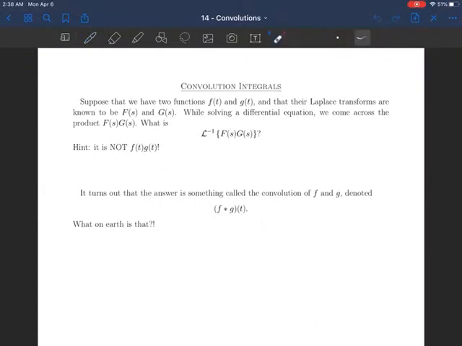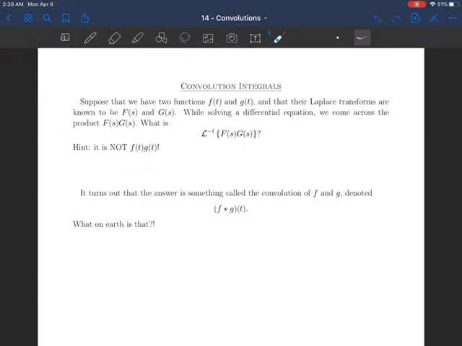We're looking at Laplace transforms, and every once in a while, you are working on a Laplace transform problem, and you're in the Laplace domain, and you come across something that looks like this. It's a product of two things that when you look at them individually, you know what their inverse Laplace transforms are. You've seen that kind of thing before. But here they are being multiplied by each other.